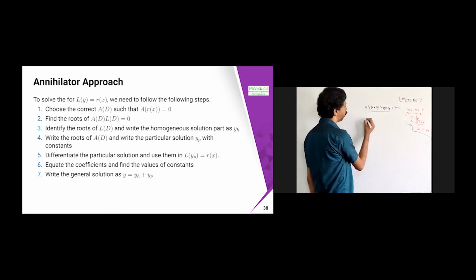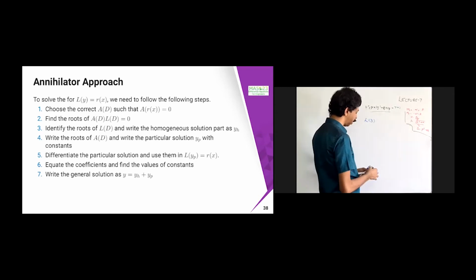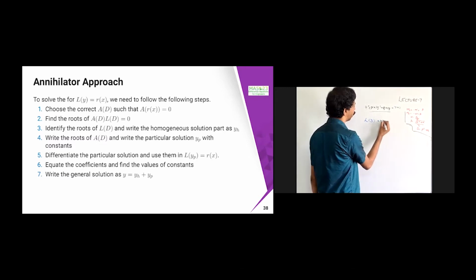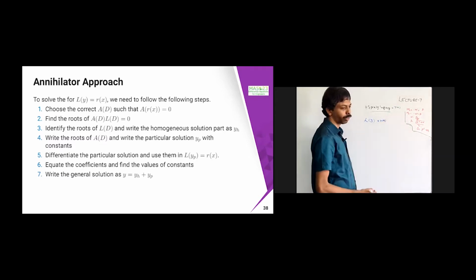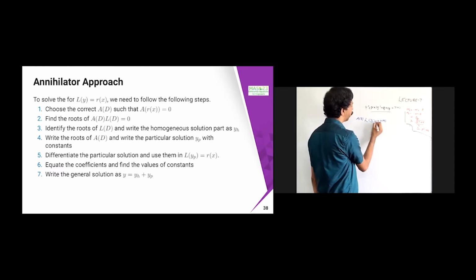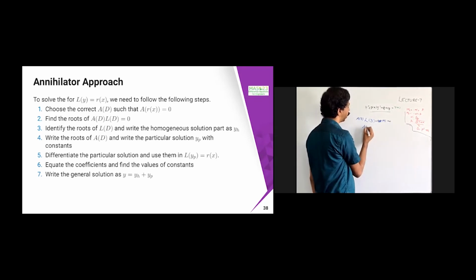So this equation I can write as L of D. The homogeneous part I can write as L of D. So L of D of y is going to become R of x. Now you apply A of t on both sides. Then I can apply A of t also here, so A of t into R of x, but A of t is chosen in such a way that this R of x is going to become 0. Therefore, we are going to have A of t into L of D equal to 0.